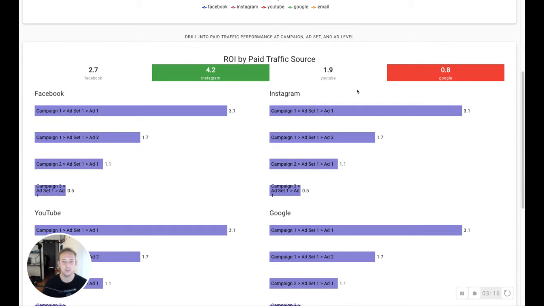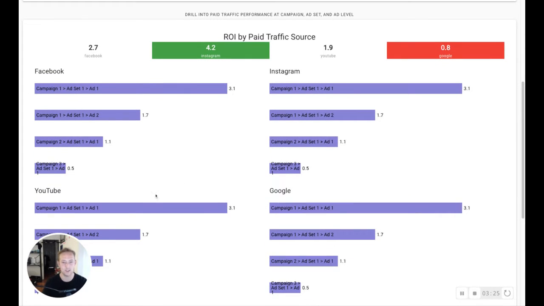Number 2 is being able to drill into your paid traffic performance all the way down to the ad level. And doing this across all your different traffic sources. So let's say you're running Facebook, Instagram, YouTube, Google traffic, and you're running a bunch of different ads, a bunch of different ad sets, a bunch of different campaigns. You can do this to a certain extent inside of the Facebook Ads Manager where it'll show you your ROI.